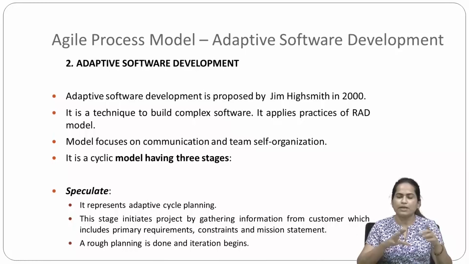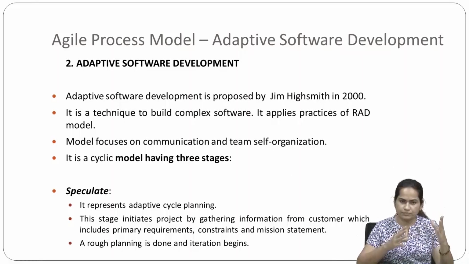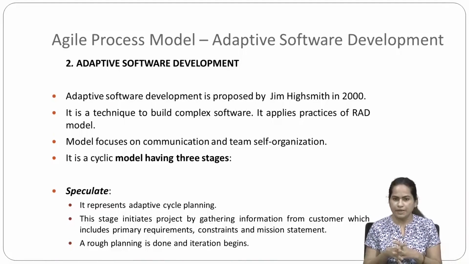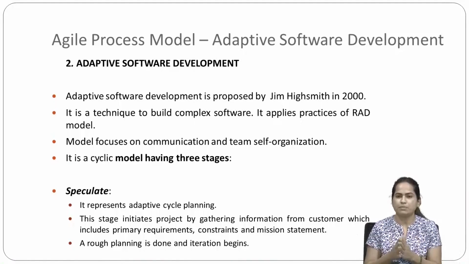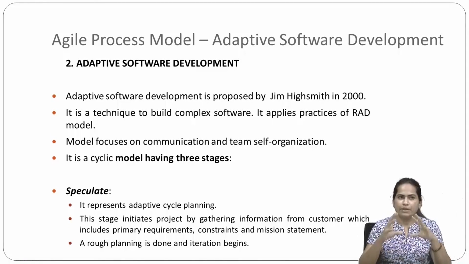In speculate we are actually doing the planning. In planning, what do we include? We include the primary requirements of the customer, then whatever constraints are there, and the mission statement, that is, what mission we have. Based on that a rough planning is done and the iteration begins from that planning stage.